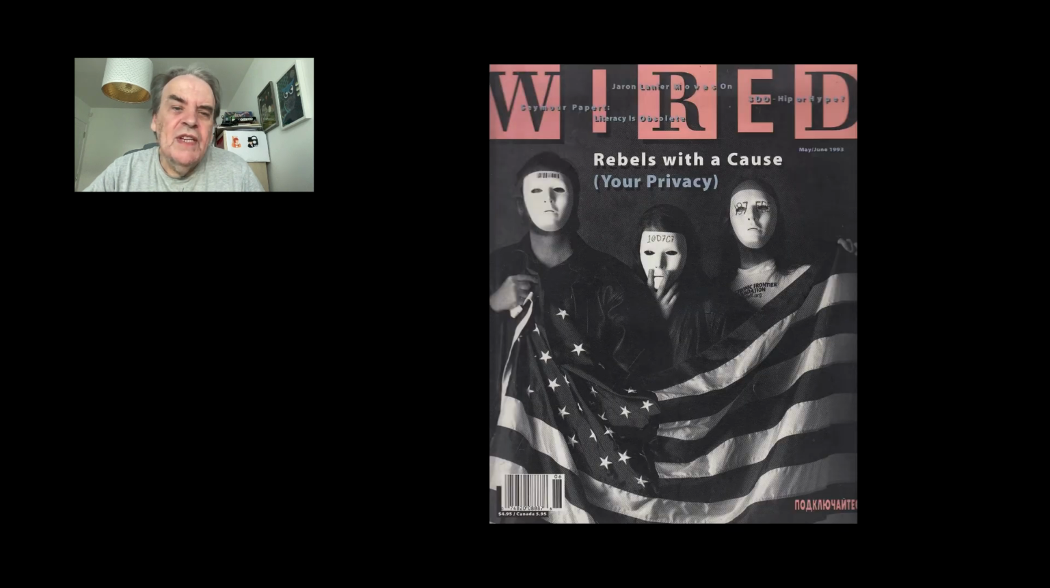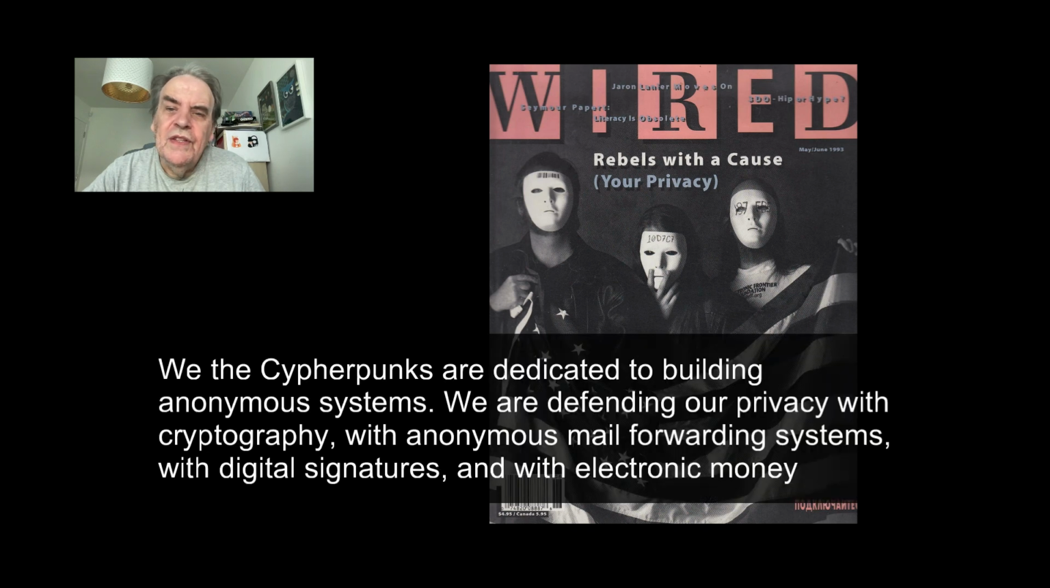In 1992, Eric Hughes, Timothy May, and John Gilmore set up the cypherpunk movement and defined, "We, the cypherpunks, are dedicated to the building of anonymous systems. We are defending our privacy with cryptography, with anonymous email forwarding systems, with digital signatures, and with electronic money."